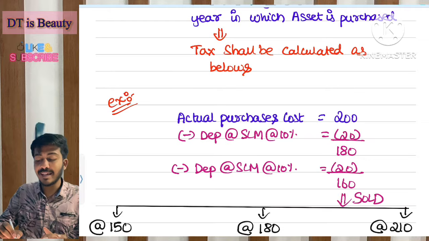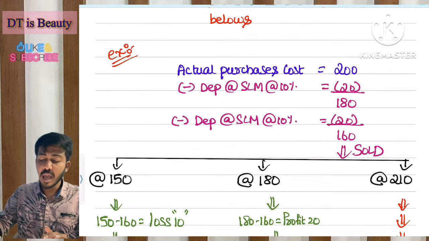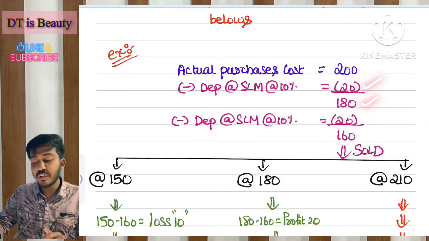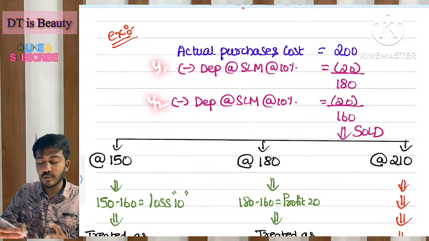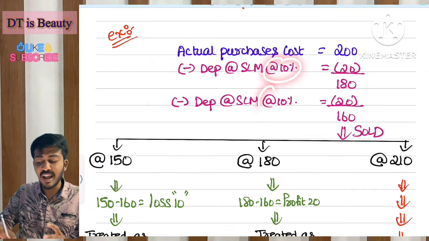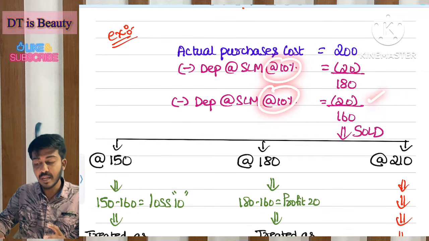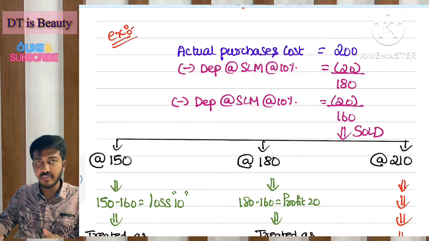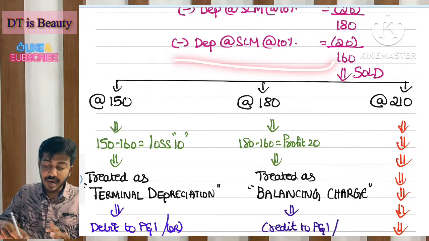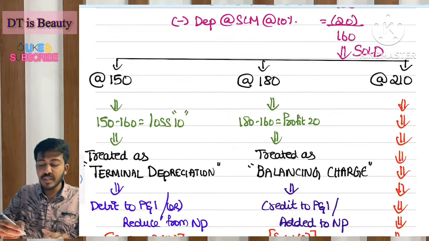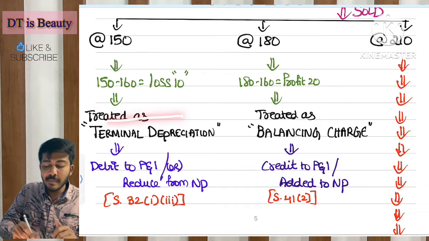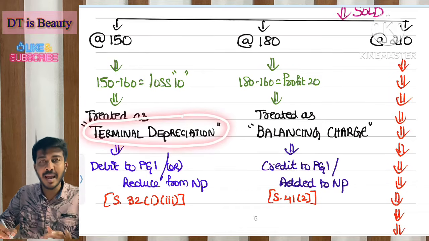Tax shall be calculated as below. Actual purchase cost 200 minus depreciation at SLM 20 rupees will give you closing balance as 180. Again in the second year, they are calculating depreciation, because in SLM they will have to calculate uniform depreciation. So 20, you are having 160 worth closing WDV. Now this 160 is getting sold for 150 rupees, which means it is a loss. This loss should be called terminal depreciation in income tax language.